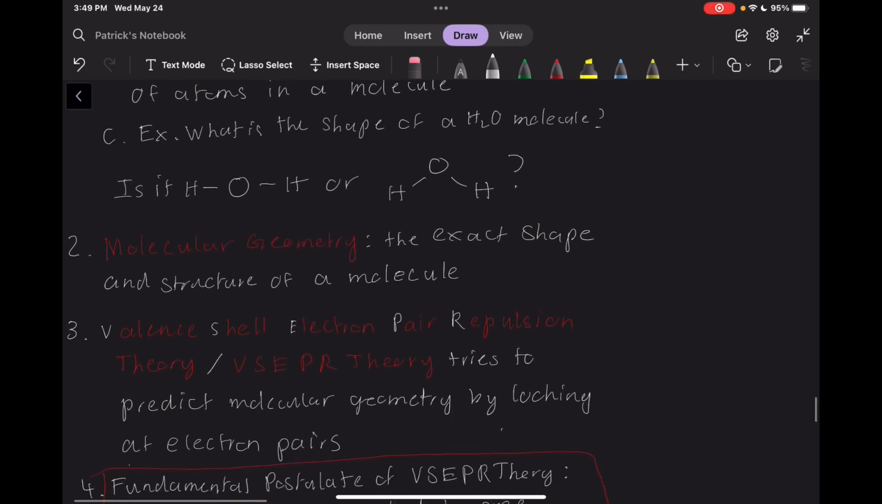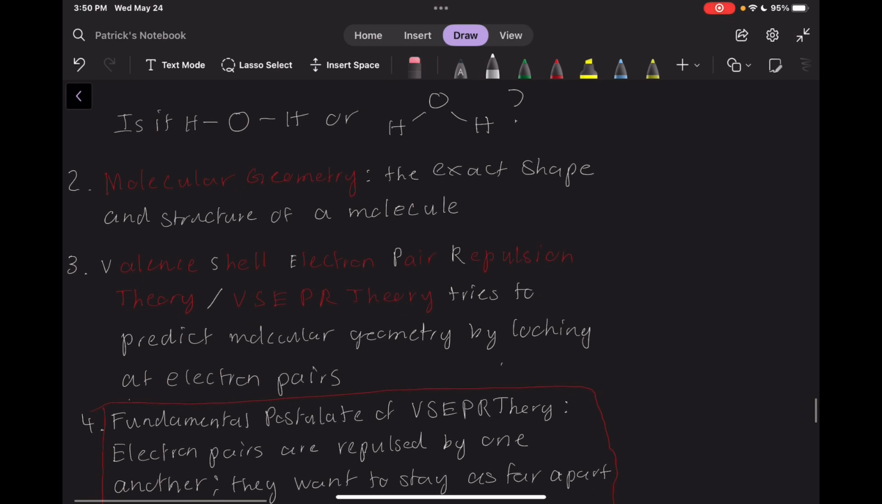Now let's put a definition to molecular geometry. Molecular geometry describes the exact shape and structure of any given molecule. Remember, we're talking about molecules here, and in the broadest sense, this includes polyatomic ions too, since polyatomic ions are made up of more than one atom. We've already looked at atomic structure. Today we're looking at molecular structure. Just another way to think about it.